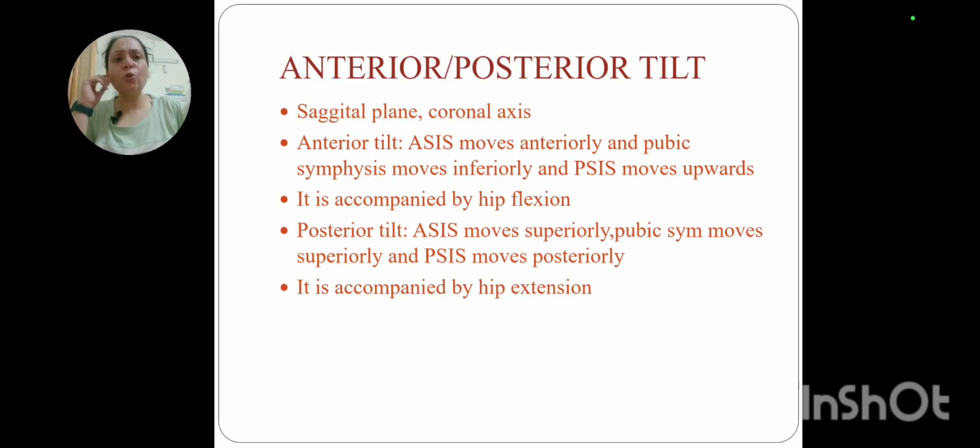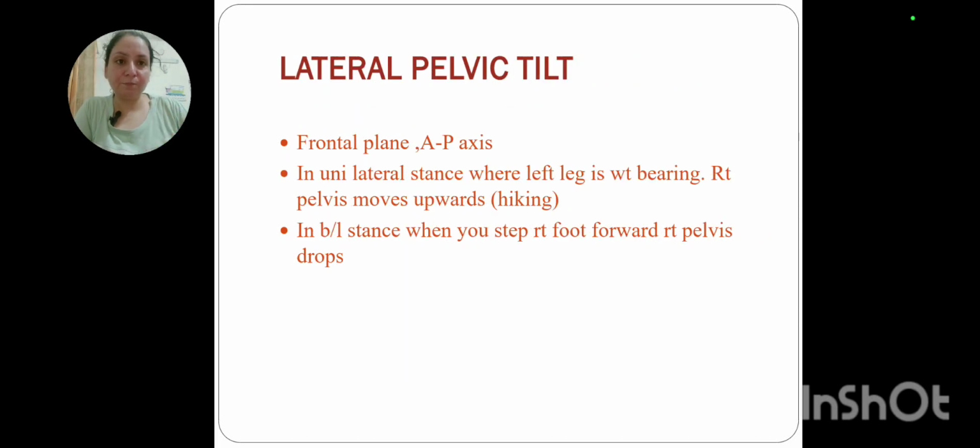Now let's go through this. The anterior posterior tilt, the sagittal plane coronal axis, anterior tilt: ASIS moves anteriorly, pubic symphysis inferiorly and PSIS moves up. It is accompanied by hip flexion. Posterior tilt: ASIS moves superiorly, pubic symphysis moves superiorly and PSIS moves posteriorly. It is accompanied by hip extension.